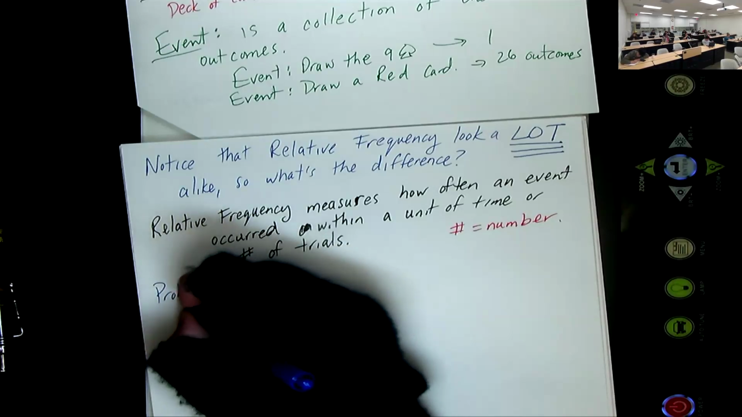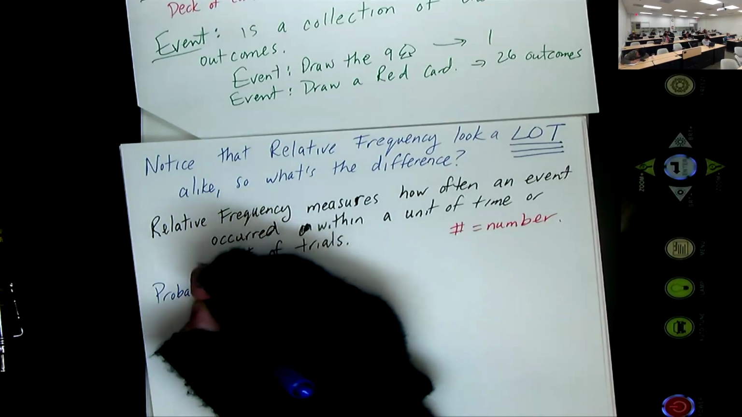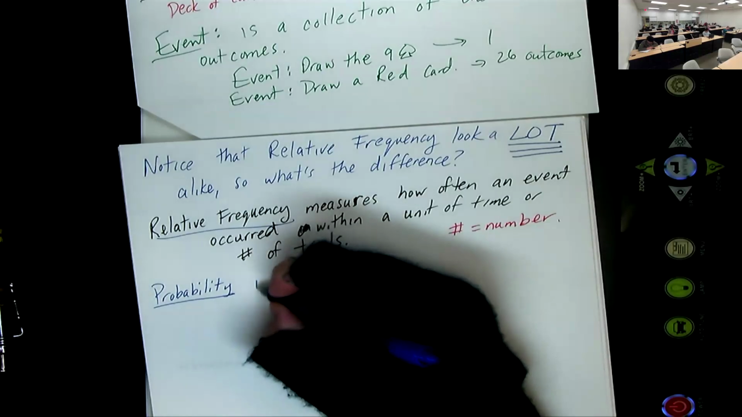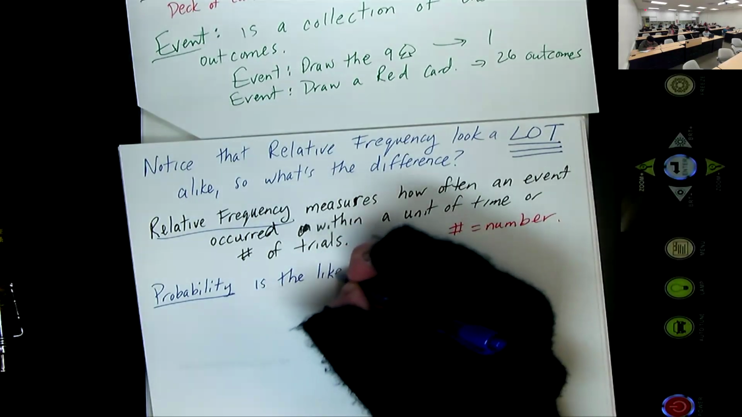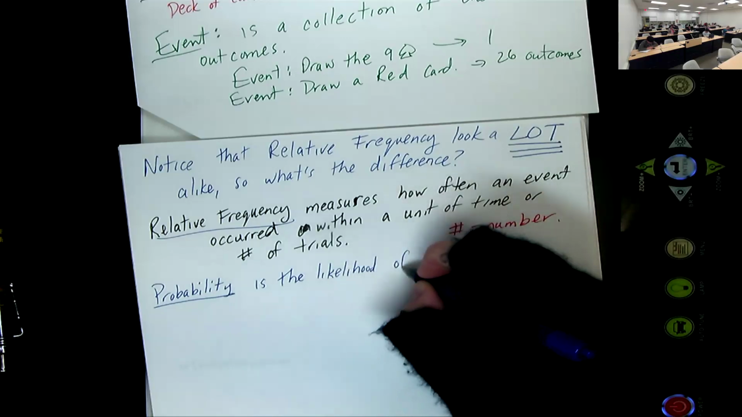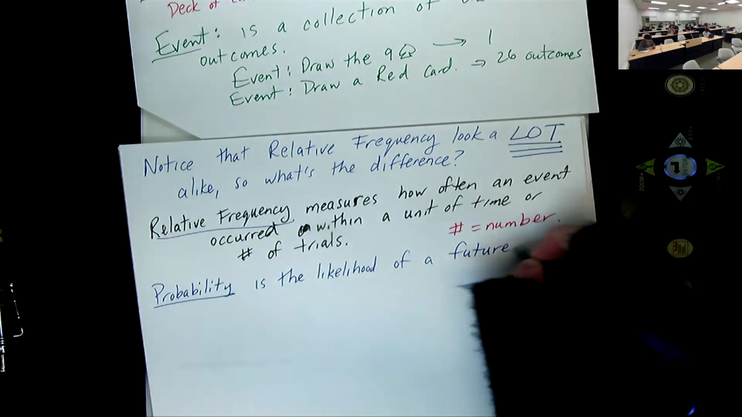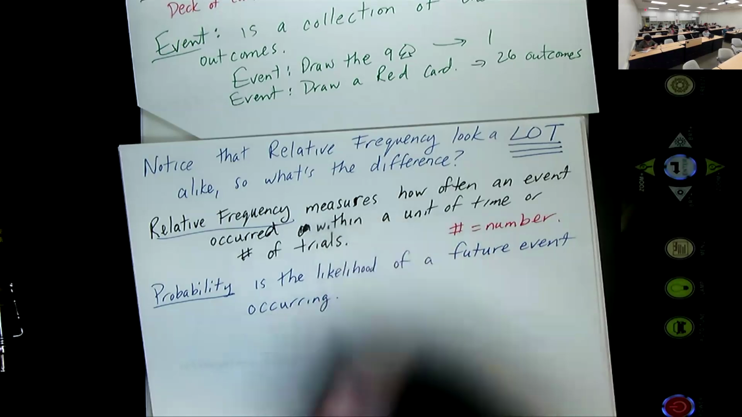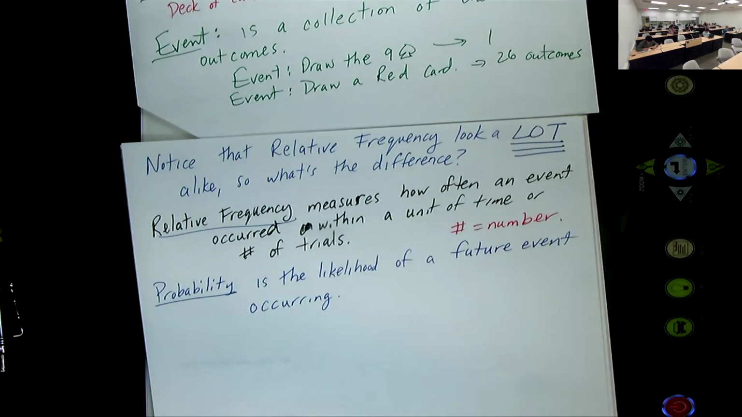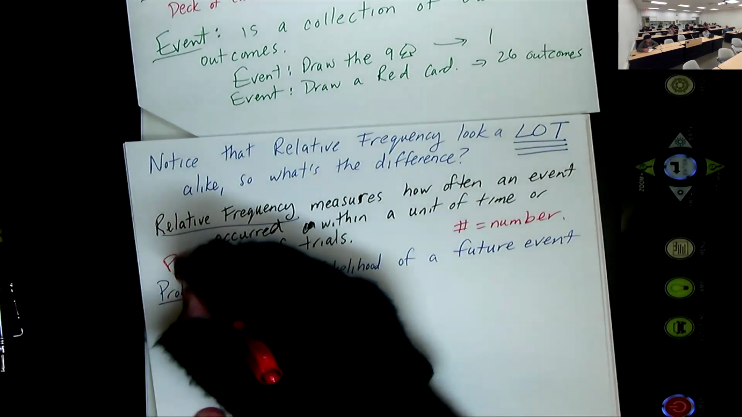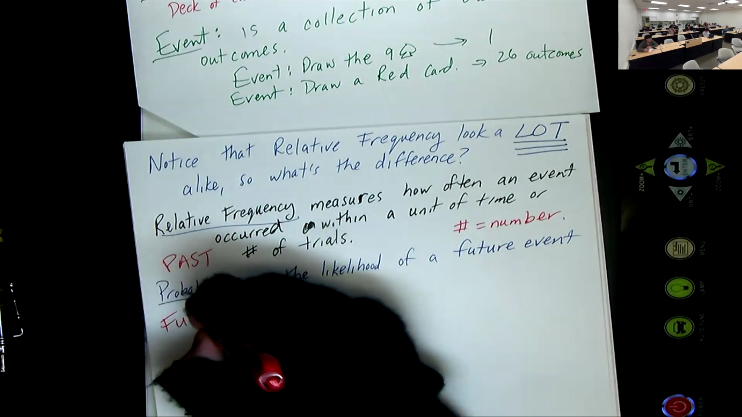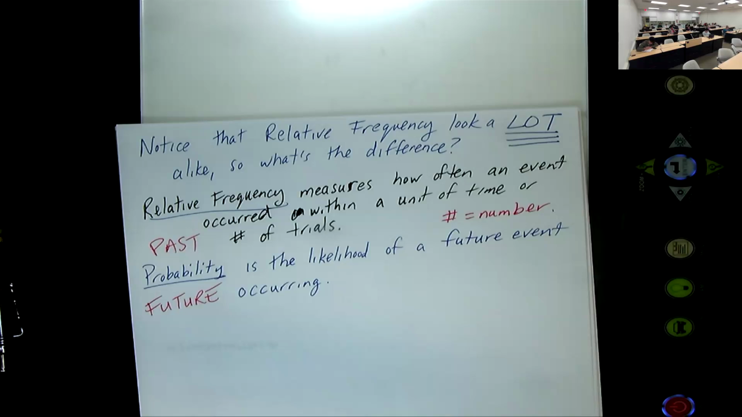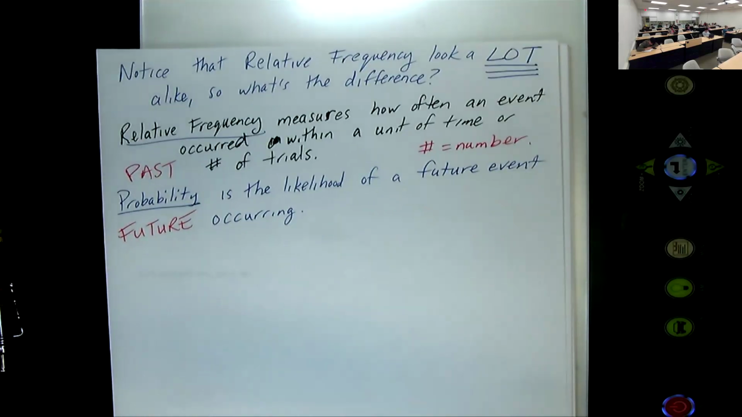Probability: the likelihood of a future event occurring. That's basically the difference. Past, future. One is that you've calculated how often it occurred. Probability is the likelihood of it occurring in the future.